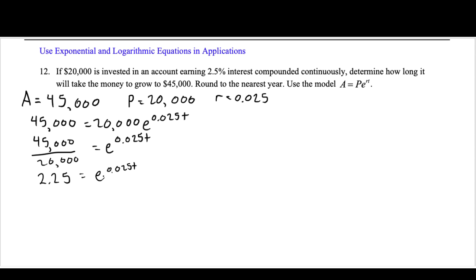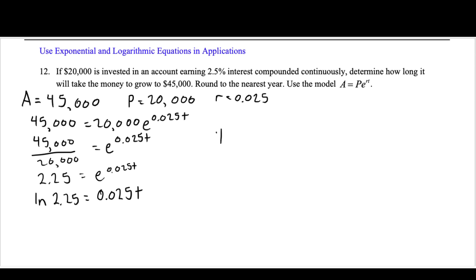Now, the easiest thing to do in this case would be to essentially rewrite this in logarithmic form. The exponential is a base of e, so the logarithm will be a natural logarithm, so it's ln of 2.25 equals the exponent, which is 0.025t. And if I solve for t, I'll do that by dividing both sides by 0.025.